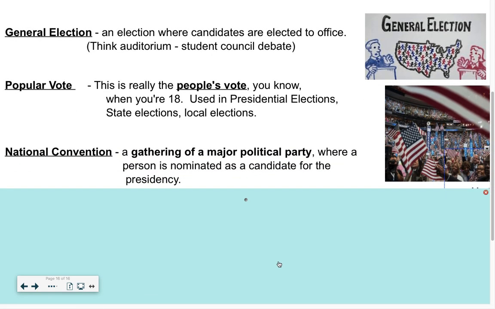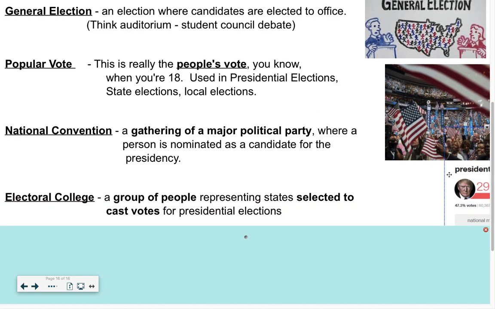At a national convention, this is kind of sidetracking a little bit, it is this picture right here. It is where a major gathering for a political party takes place, for the Democrats or for the Republicans. There's really not a significant third party like independents or libertarians. They're just so small that they don't really stand a chance of winning. The 2 parties that typically have a gathering of a major political party where a person is officially nominated as a candidate, especially for presidency, are the Democrats and Republicans.